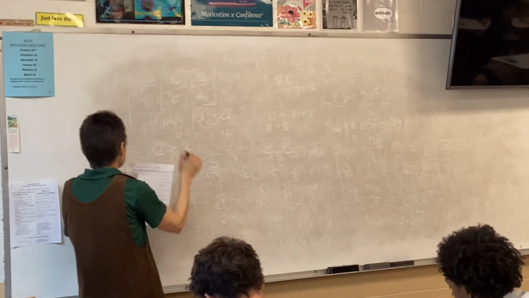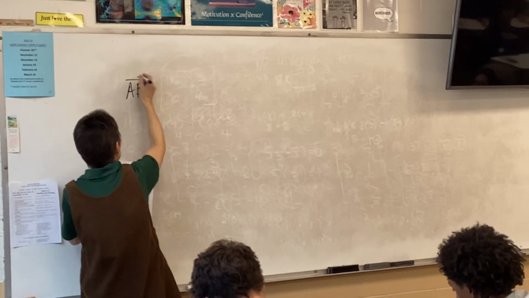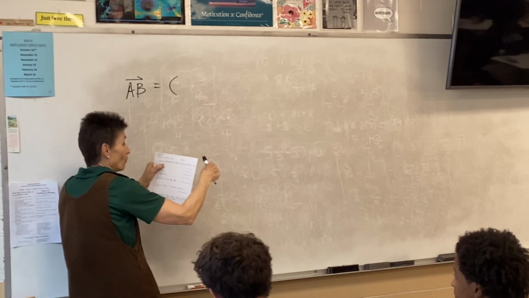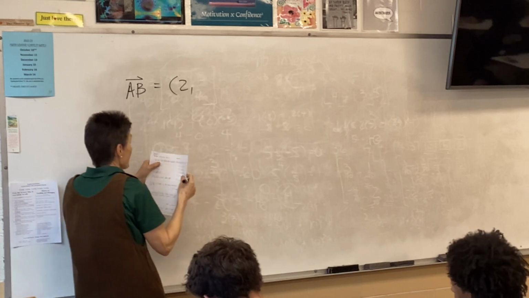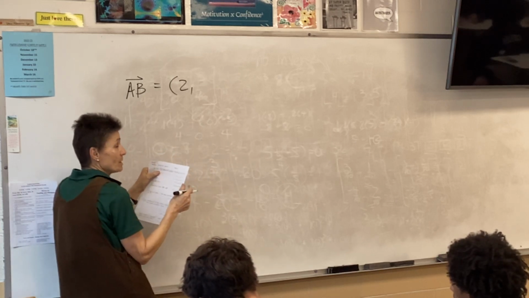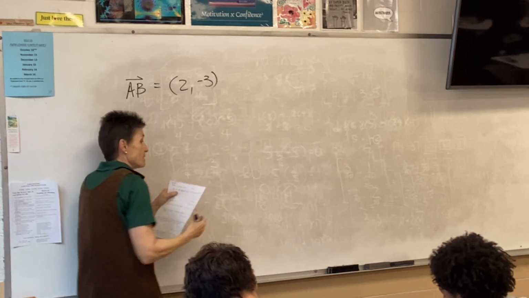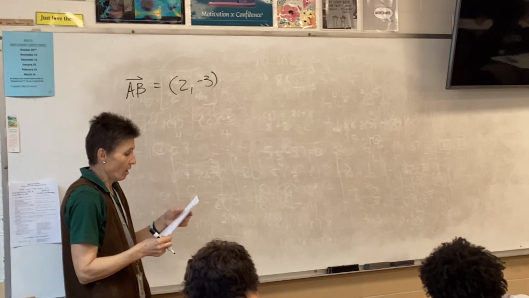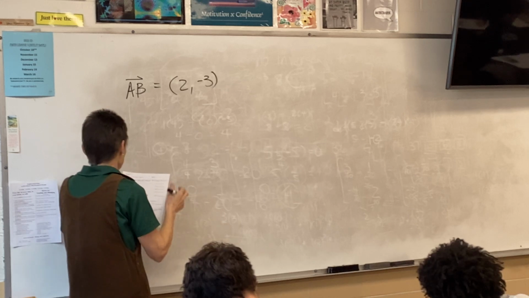So how does vector AB move? Well, in the x direction, it goes forward 2, and in the y direction, it goes down 3. So the coordinates of vector AB, sometimes called the directed distance, are 2, -3.